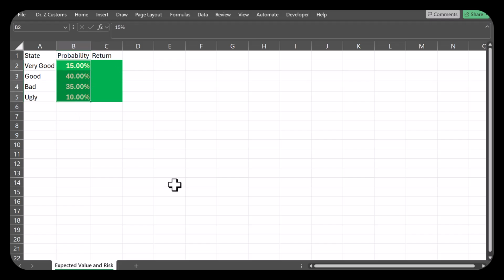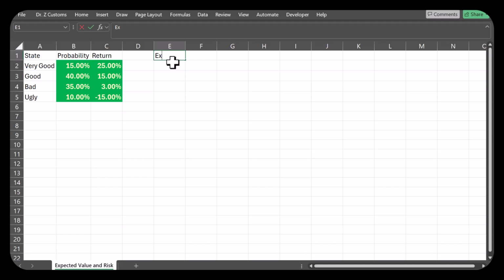These probabilities have to add up to 1, so make sure that they do. Excel has a little summary bar here called the status bar. You can actually see what that sum is without even separately calculating it. And the returns are 25%, 15%, 3%, negative 15%. Okay?